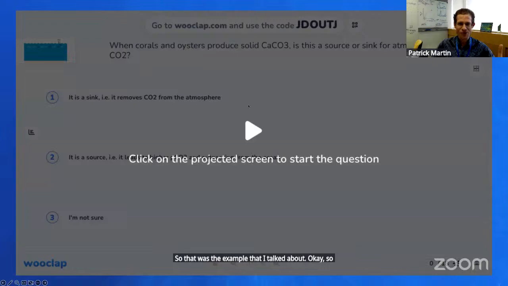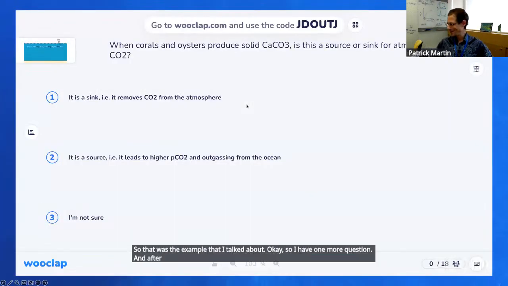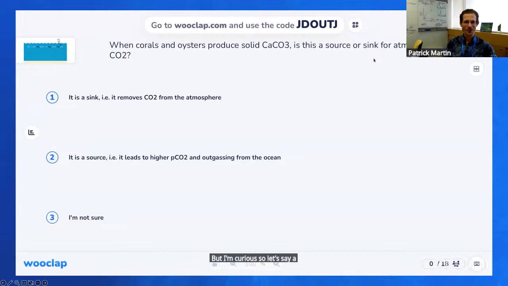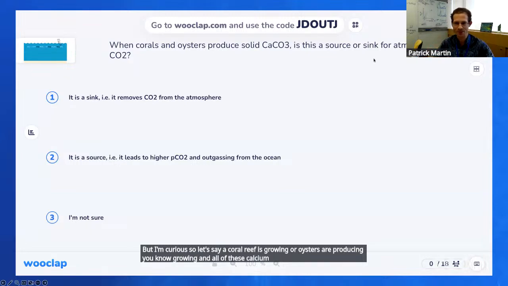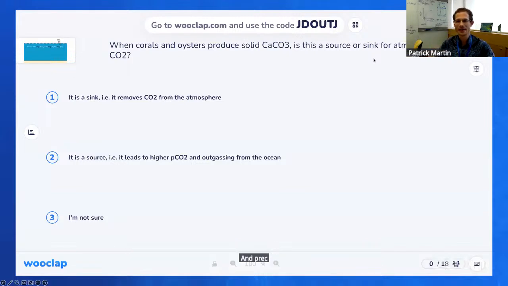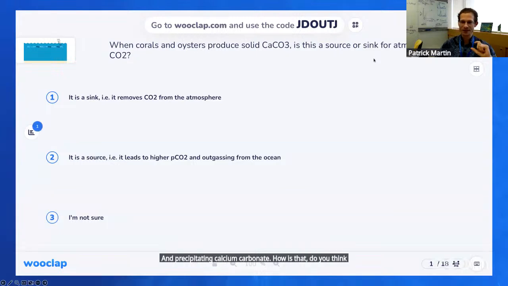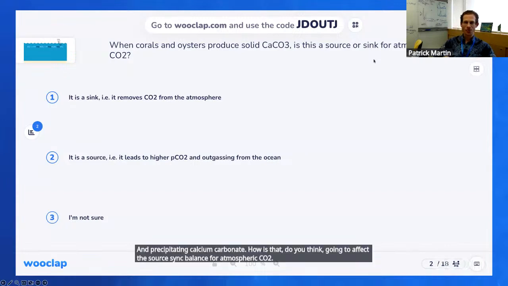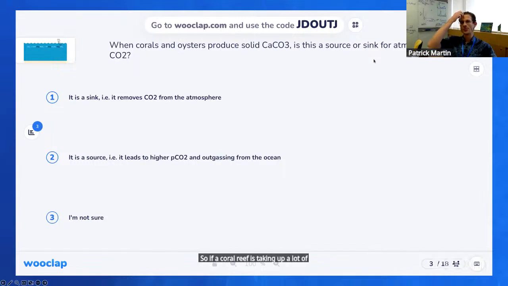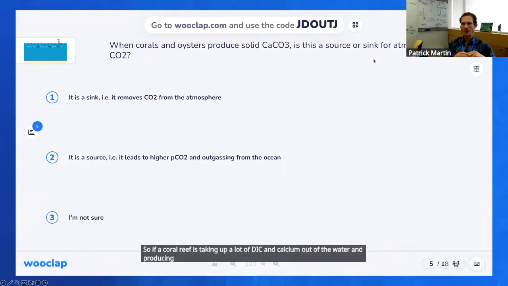Okay, so I have one more question, and after that I'll not torture you with an exam any further. But I'm curious. So let's say a coral reef is growing, or oysters are growing, and all of these calcium carbonate producing organisms are producing solid calcium carbonate by taking the DIC from seawater and calcium and precipitating calcium carbonate. How is that, do you think, going to affect the source sink balance for atmospheric CO2? So if a coral reef is taking up a lot of DIC and calcium out of the water and producing a lot of calcium carbonate, is that going to be more of a sink or more of a source for CO2?